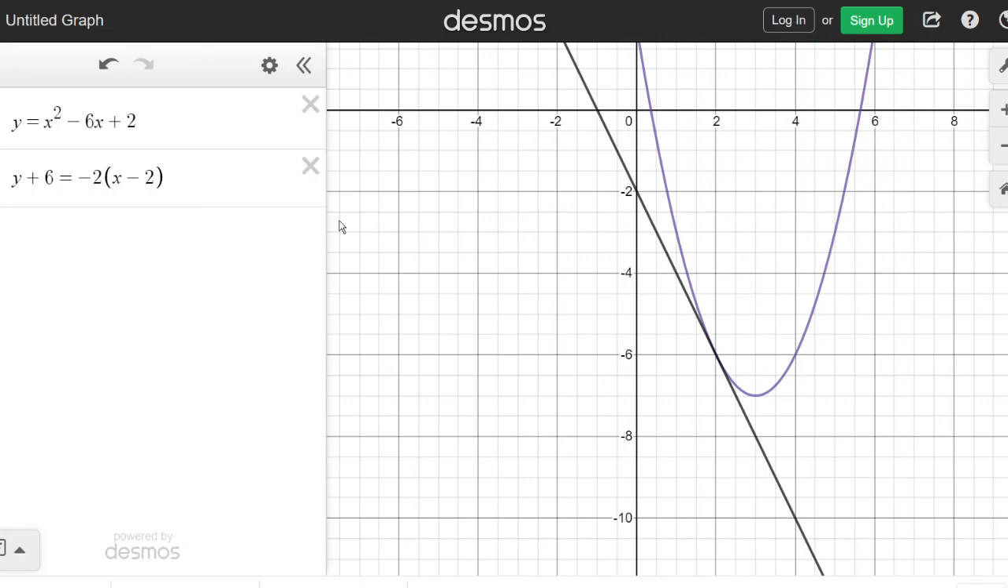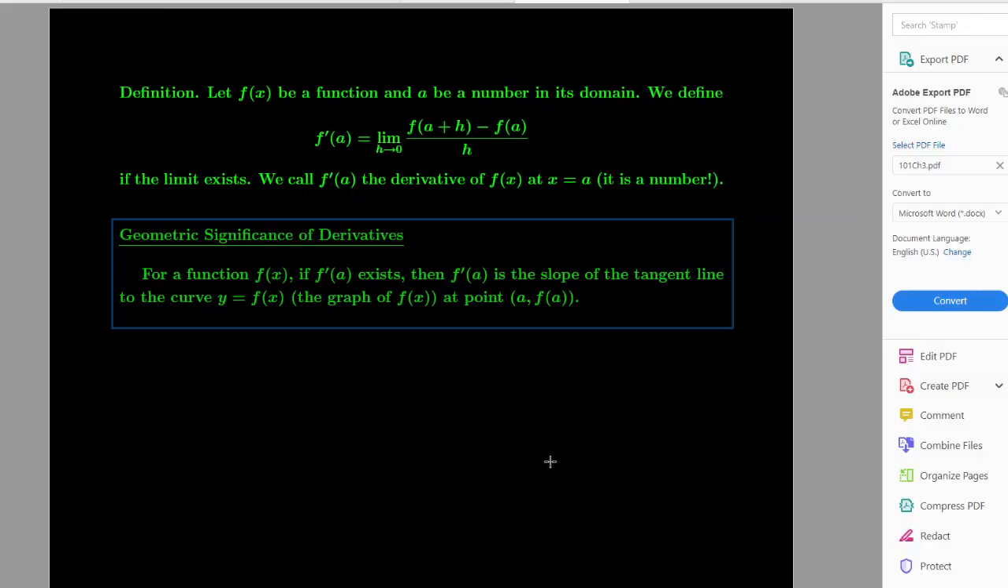The point is the slope of the tangent line to the graph at this point is -2. That -2 is the derivative of the function at this number 2. Okay. The derivative, to put it short, the derivative of the function at 2 is the slope of the tangent line. Alright.